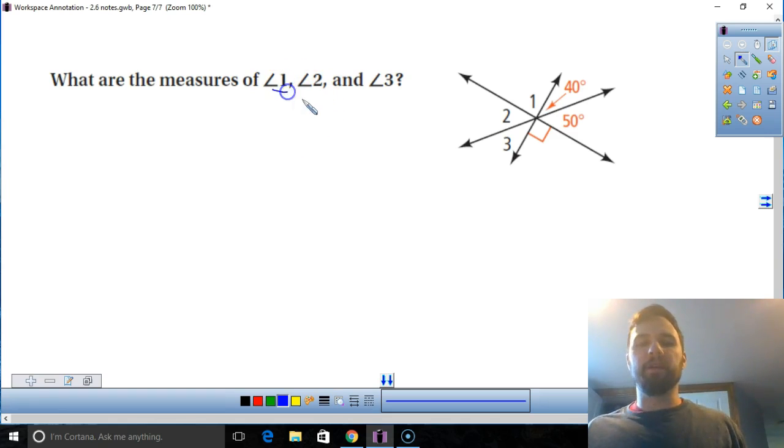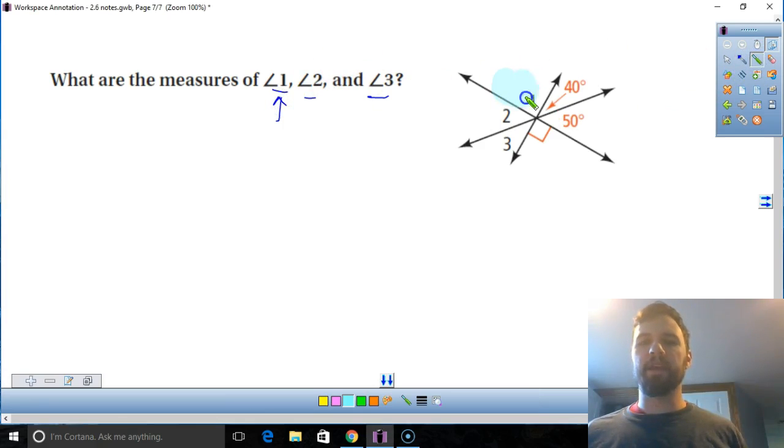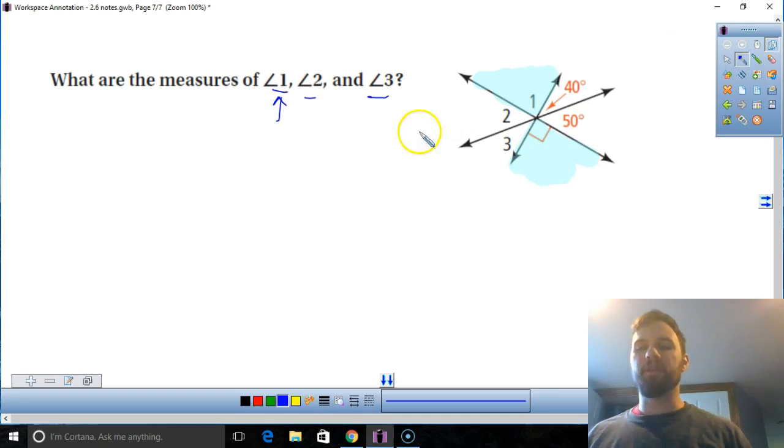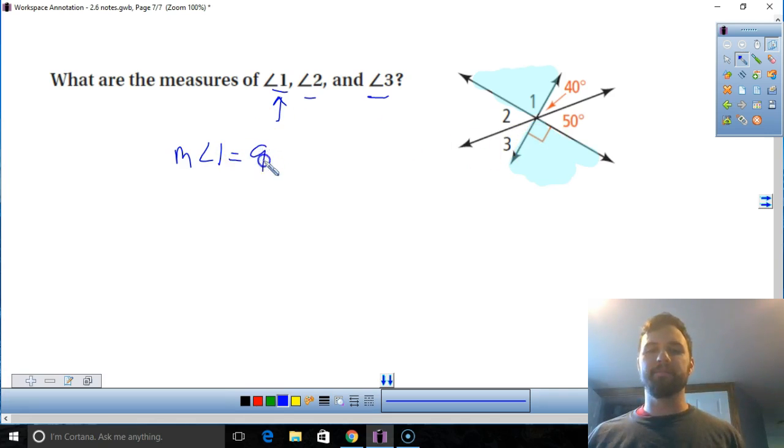Find the measure of angle 1, 2, and 3. Alright, let's start with 1. I look at angle 1. Do I have any relationships with any of the other angles? Well, of course I do. They're vertical angles with this one. Makes that bow tie. What do you know about vertical angles? They're congruent. So the measure of angle 1 is equal to whatever this is, which is 90 because it's marked.